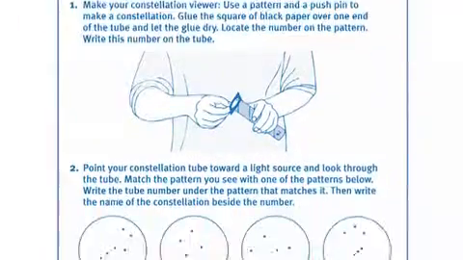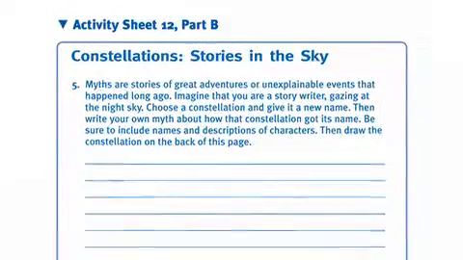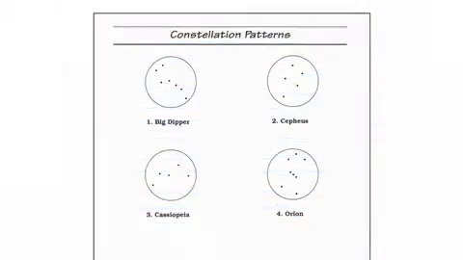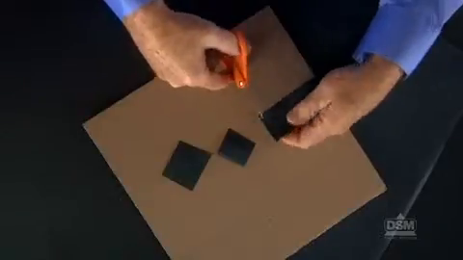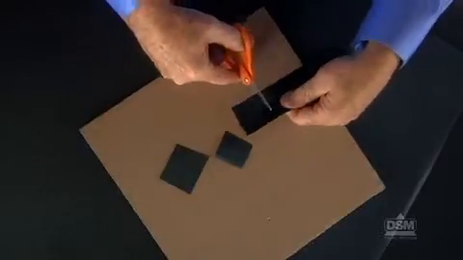To prepare for the activity, make a copy of Activity Sheet 12, Parts A and B for each student. Also, make copies of the constellation patterns, one for your demonstration model and one for each team. Cut the black construction paper into 4-centimeter squares.